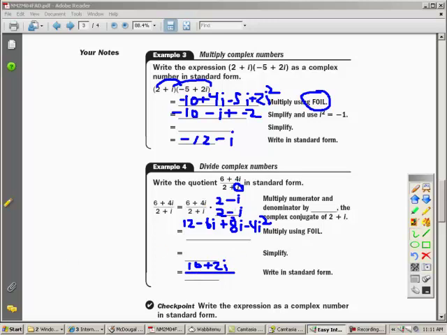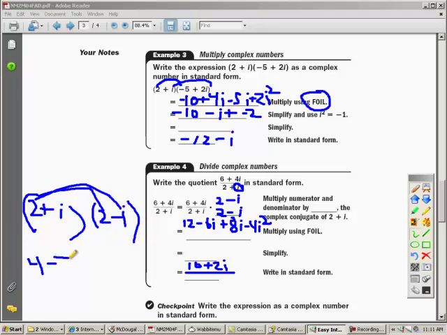The bottom part is the cool part. Watch this. It's kind of neat how this works. 2 plus i times, ooh, my handwriting is getting shaky, 2 minus i. When I do this, I get my first 4, my outsides minus 2i, my insides plus 2i, and my last, minus i squared. And i squared is negative 1, so that ends up being plus 1. But look what happens to these right here. They cancel out, right? So I have 4 plus 1, which is 5 for my answer. That's how I'd use those complex conjugates.